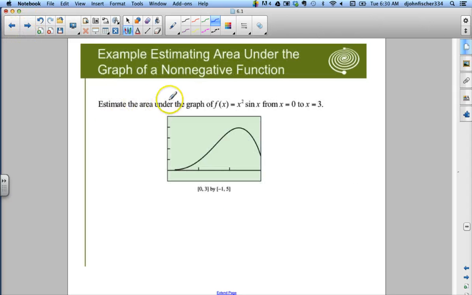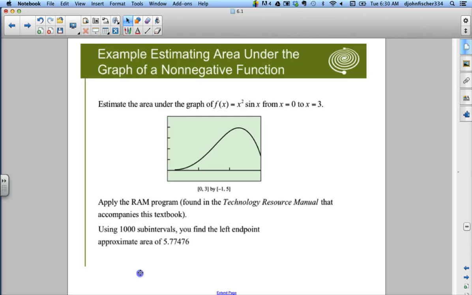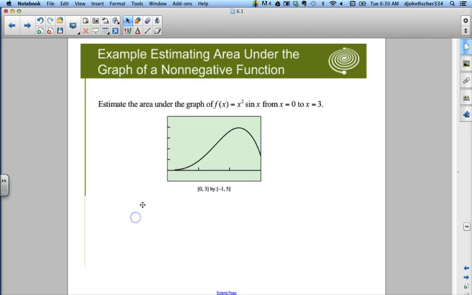Now we're going to estimate the area of the graph of x squared sine of x from 0 to 3. Let's just do an easy interval. If I set 0 to 3, I'm just going to set up half intervals, and then you use the program on your calculator, and we get the answer. Let's say I set up this easy interval here.